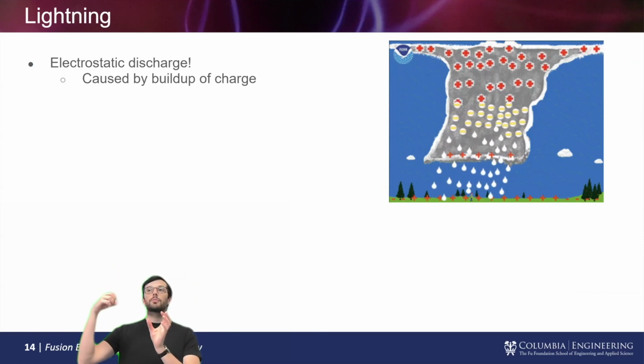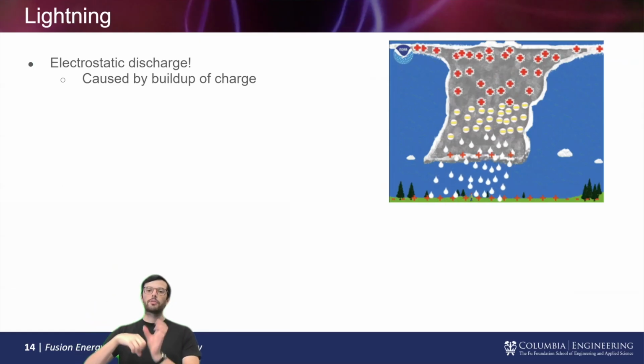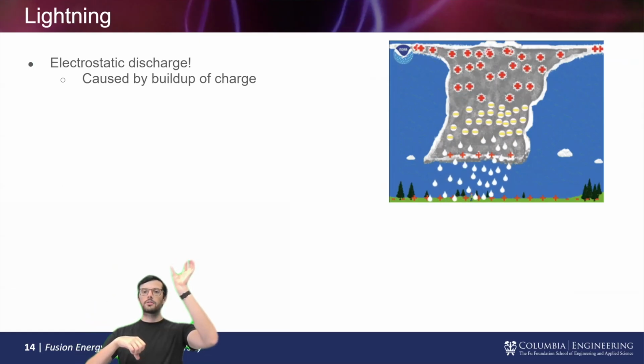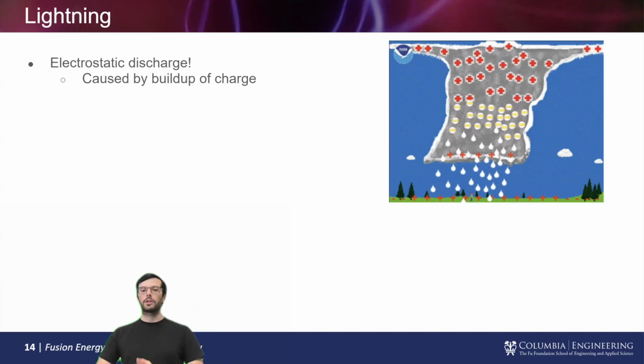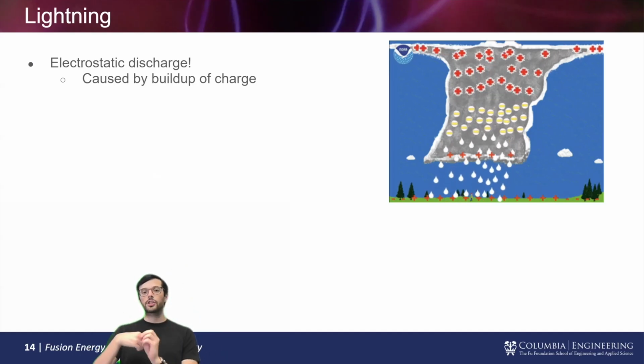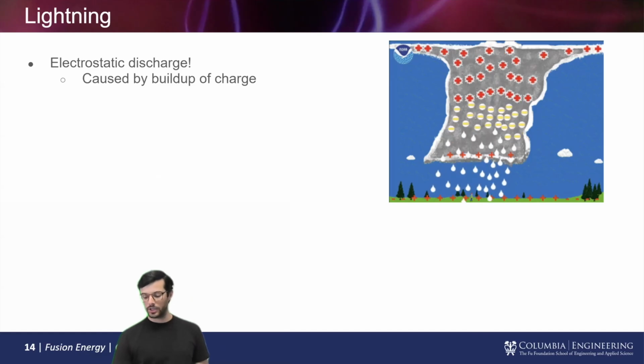I should say they're wetter, kind of more watery particles are falling, and the ice is going up because it's kind of like snow. It's not very dense. So they bump into each other and they actually exchange electrons. This is called the triboelectric effect.